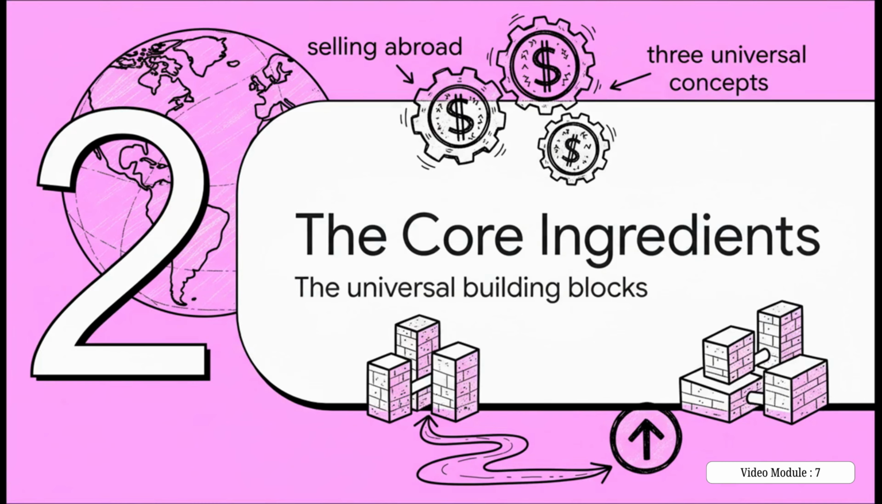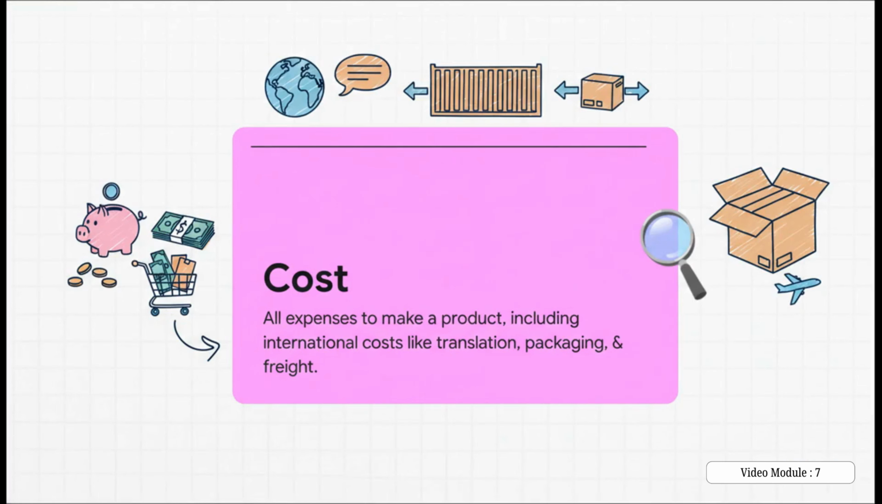Now, what's really interesting is that before a company even considers going global, every single price tag you see is built on three fundamental ideas. Let's break those down. First up, you have your costs. At the very least, a price has to cover everything it takes to make and sell the product. But for international sales, that list gets a whole lot longer. You're talking about things like translating manuals, special packaging for a long journey, and all the logistics in between.